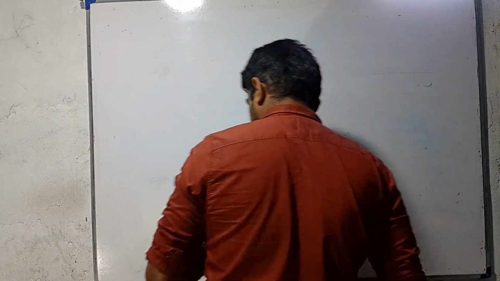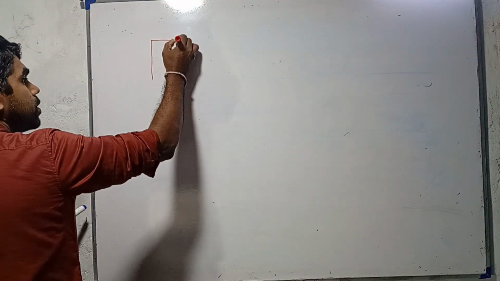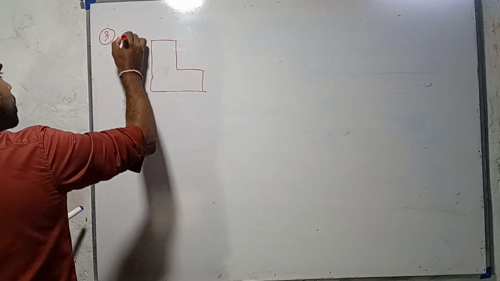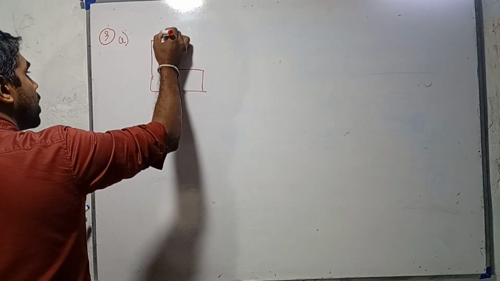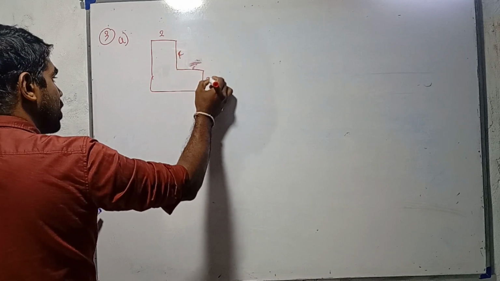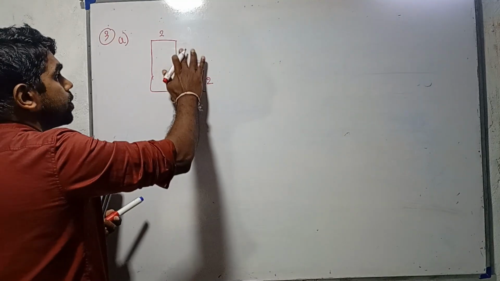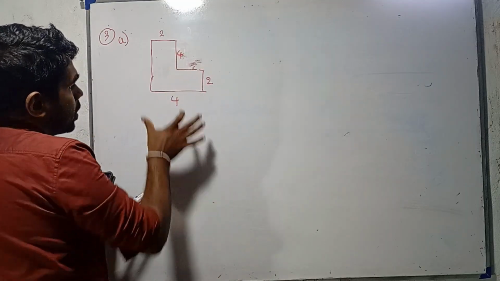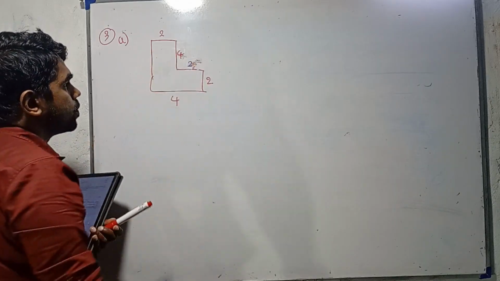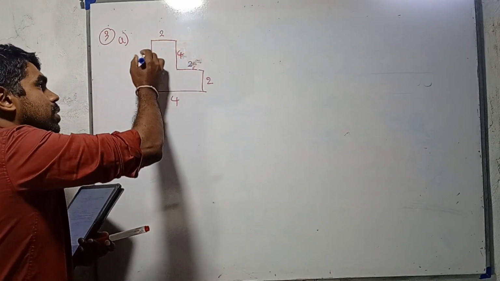In the first one, there is a diagram like this. This one 2 centimeters, this one 4 centimeters, this one 2, again this one 4. Then finding perimeter, we can get that this total length is 4, this part 2, therefore this part should be 2. And this total length is 4 plus 2, 6.